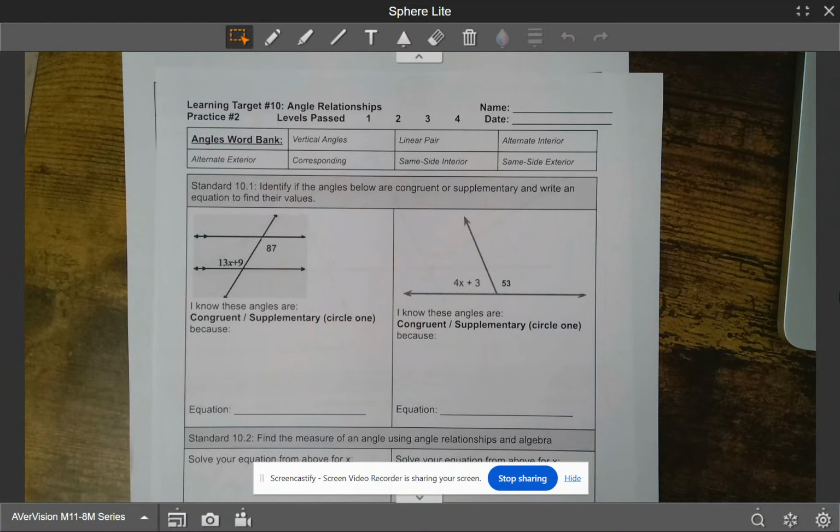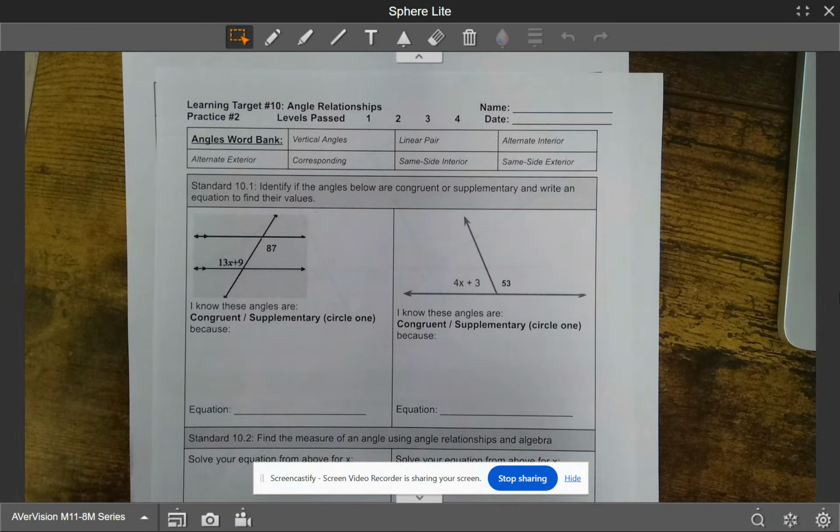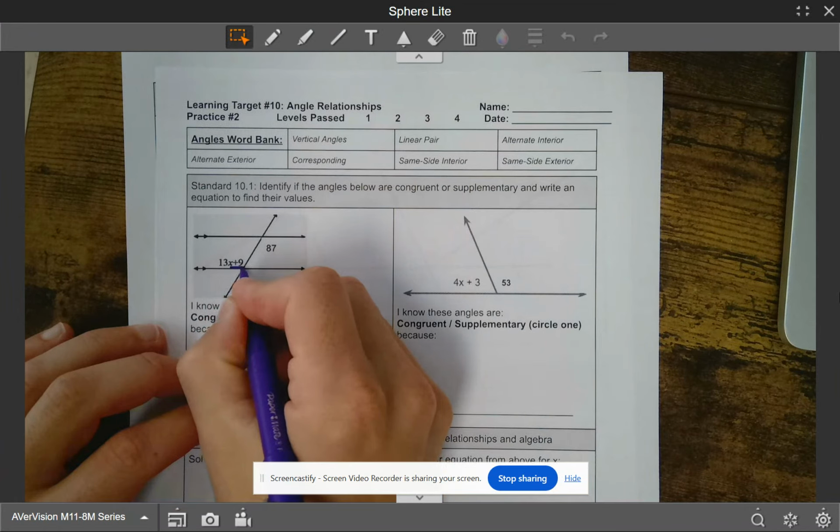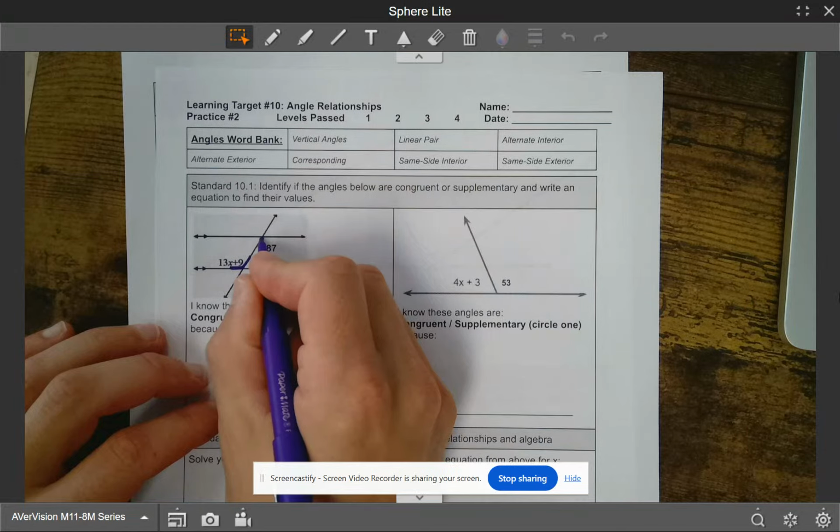All right, we are here to do a walkthrough of practice quiz number 2 for learning target number 10 on angle relationships. So starting at the top, identify if the angles below are congruent or supplementary. Write an equation to find their value. So these two here, I'm looking at this angle right here and this one up here.